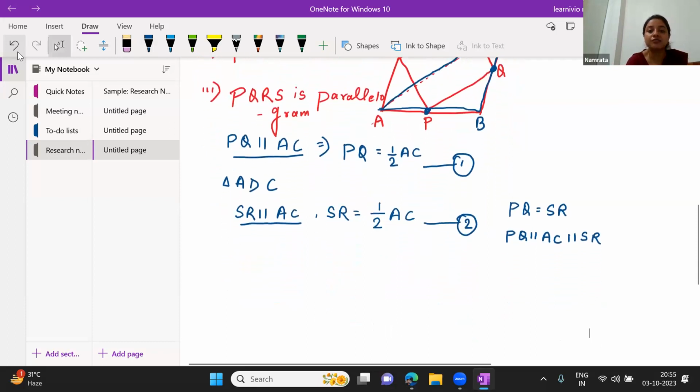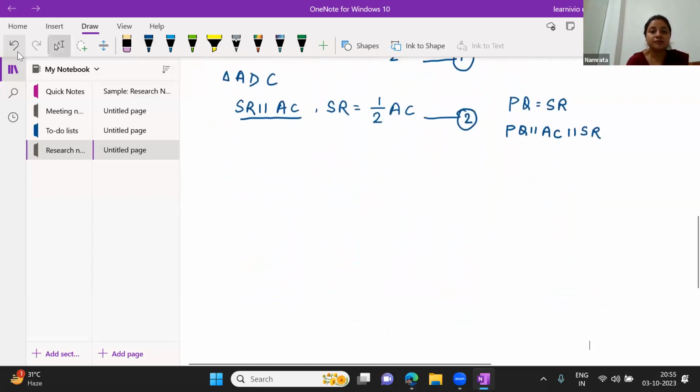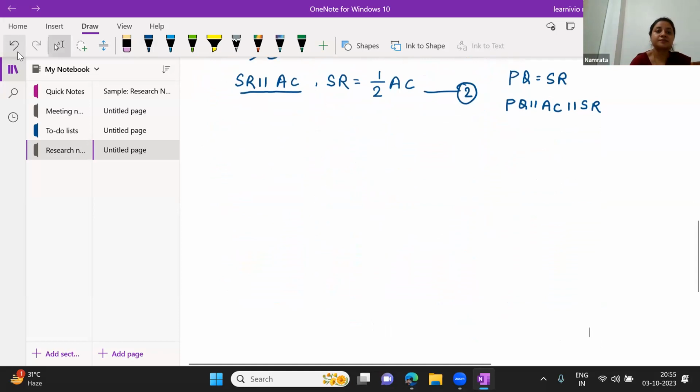Is it clear, Ifra? Yes, ma'am. Now, another question. In this chapter, in each and every question, we will be thinking about the midpoint theorem only. And for the midpoint theorem, we will try to search for triangles so that we can think about it. So let's see the next question. ABCD is a rhombus.